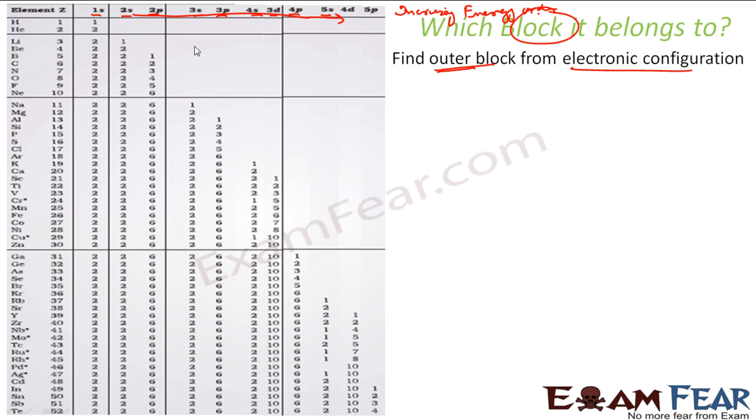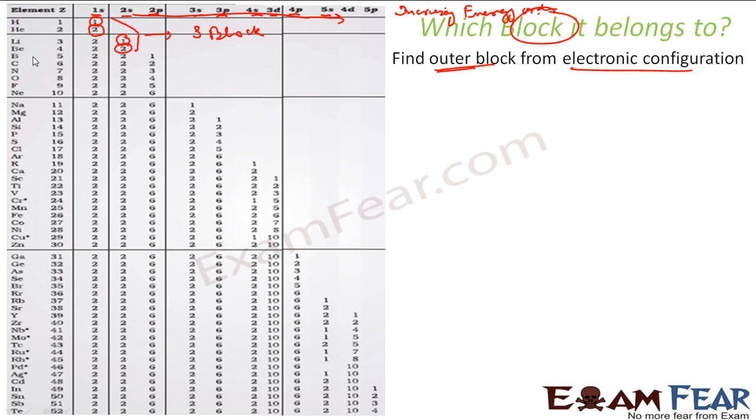If I am telling my S block elements, hydrogen: the outermost electron is in the s subshell, so it is S block. Helium, the outermost electron is 1s, so it is also S block. Lithium, the outermost electron is in s. Beryllium, the outermost electron is in s. So these four are S block. Why? The outermost electron is in the s subshell.